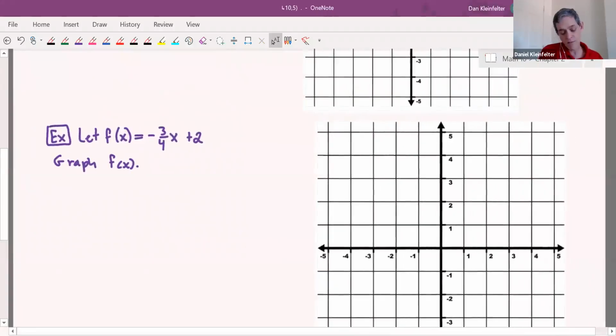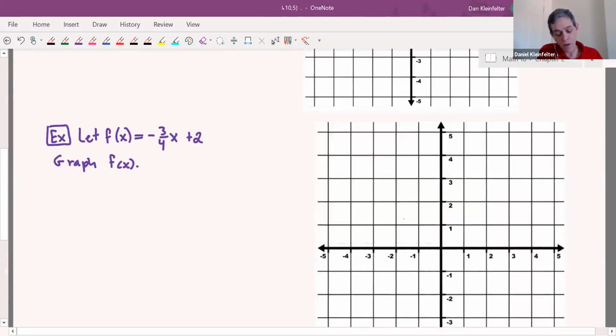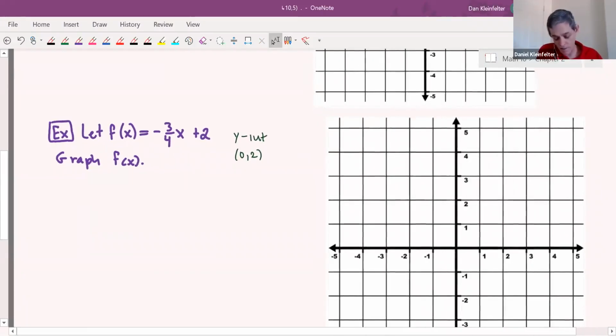So this function we have negative 3/4 x plus 2. So our y-intercept is going to be the point (0, 2). f of 0 is equal to 2. And then from there, we're going to use the slope to help us produce another point on the graph.